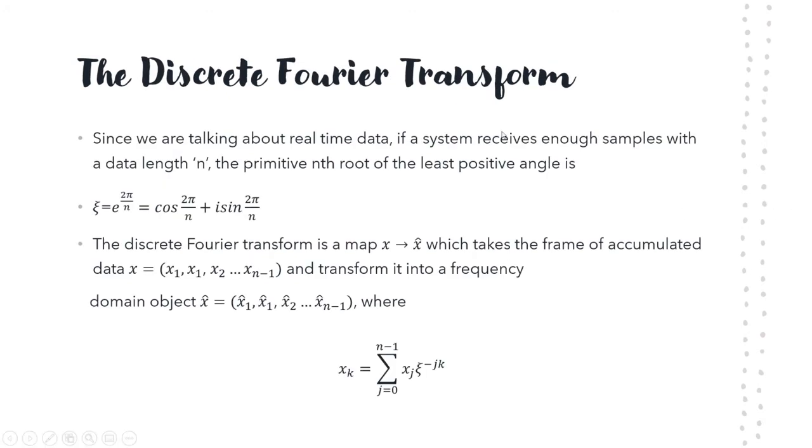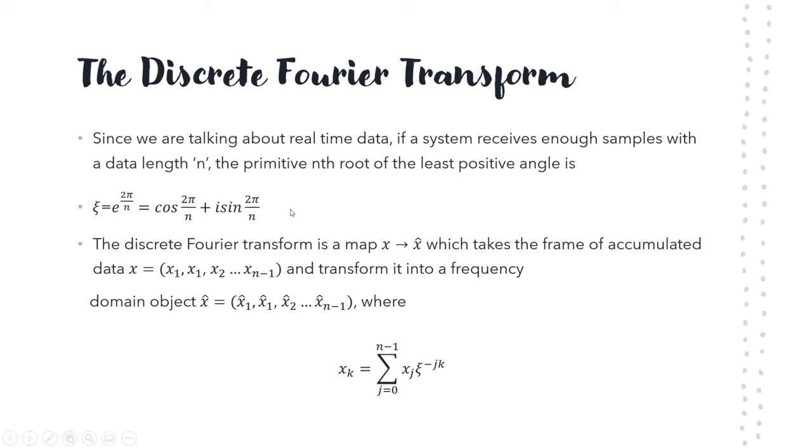Now, since we have a discrete amount of data, we're going to apply the discrete Fourier transform. And what is that exactly? It's a map that takes x and maps it to x hat, right? So x is the signal that we receive, from any type of system that is going to do this manipulation, this transformation. It receives that signal x, and it's going to transform it to x hat. X hat is a frequency domain object, right? So that's what the discrete Fourier transform is.